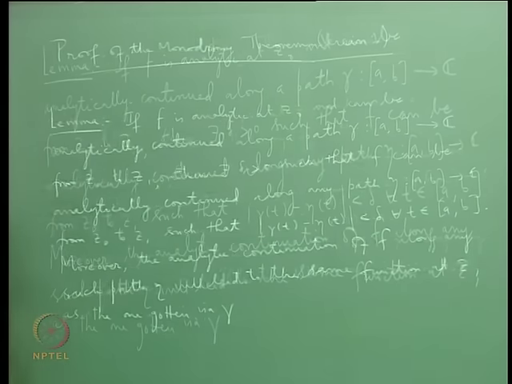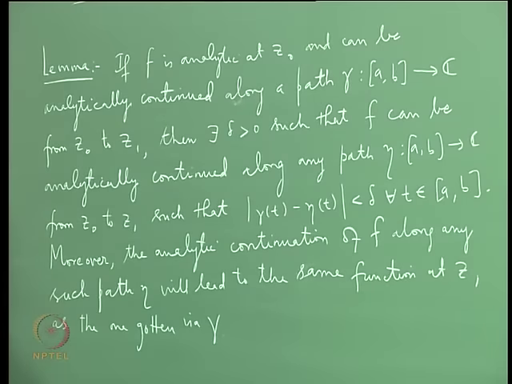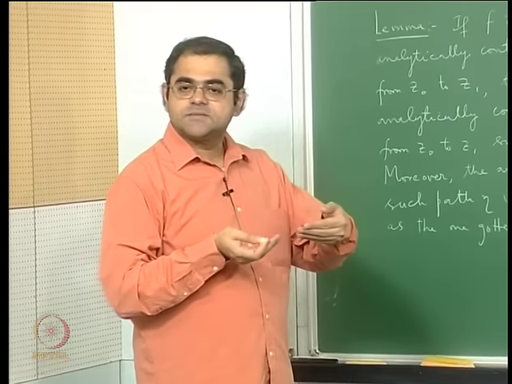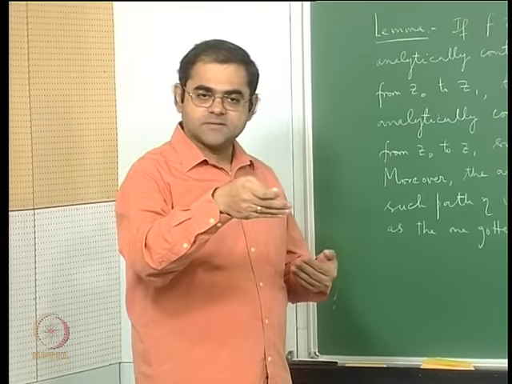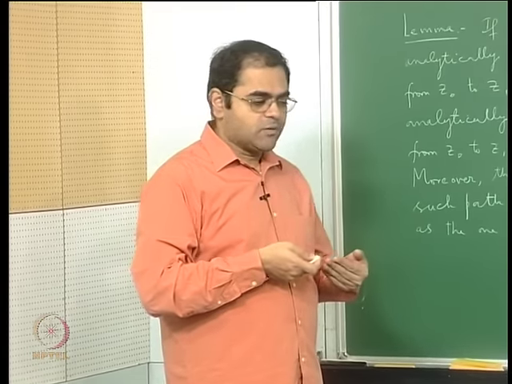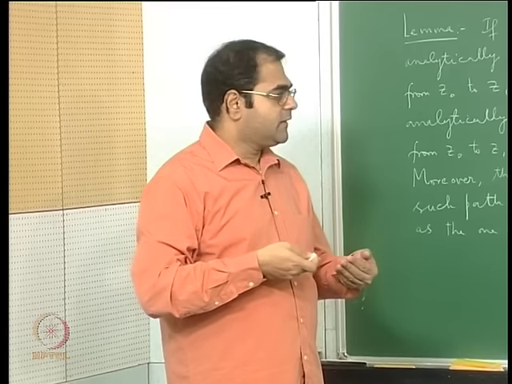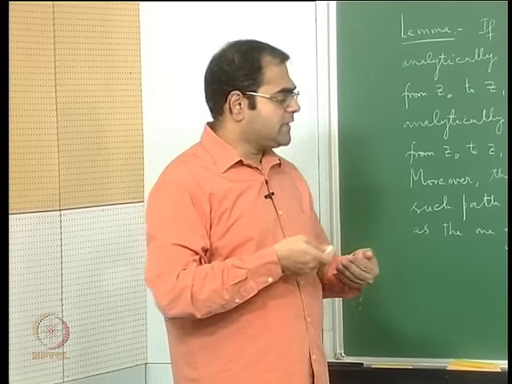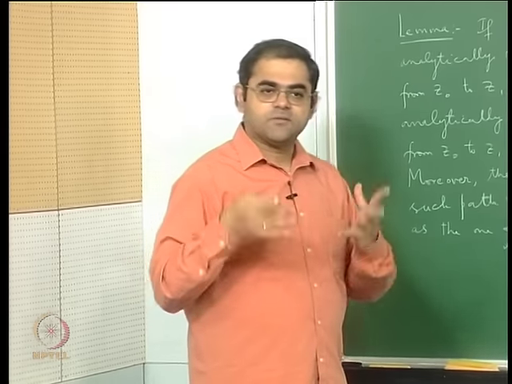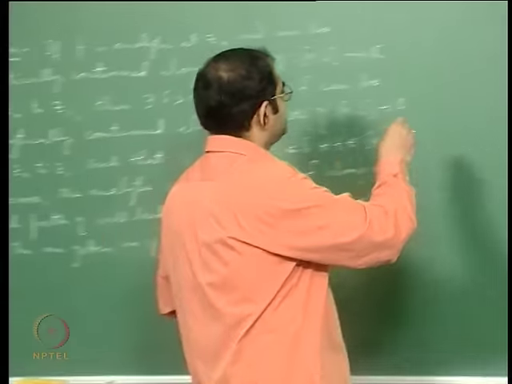So what this lemma says is that if you have a path along which you can do an analytic continuation, then sufficiently nearby paths starting at the same point and ending at the same point also will admit analytic continuations, and the result of all these analytic continuations is going to be one and the same.